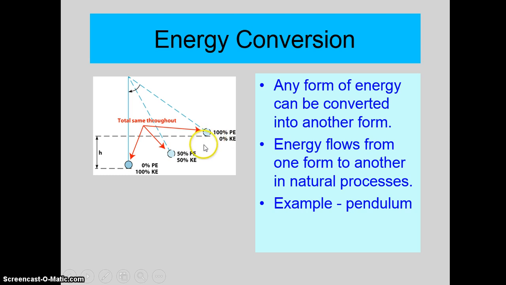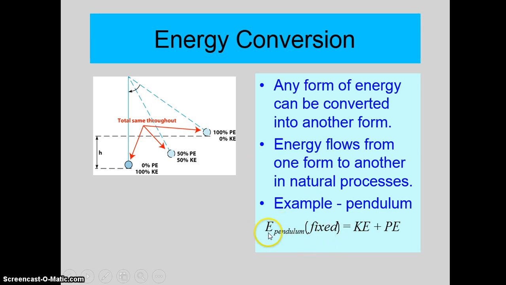Then as it begins to swing downward, some of that potential energy turns into kinetic energy. But as it does so, the total of the potential energy and the kinetic energy will remain constant. Halfway through the swing, half the energy is in the form of potential energy and half is in the form of kinetic energy. At the bottom, all the energy that was up here is now in the form of kinetic energy. We'll do some examples with this, and you'll see.